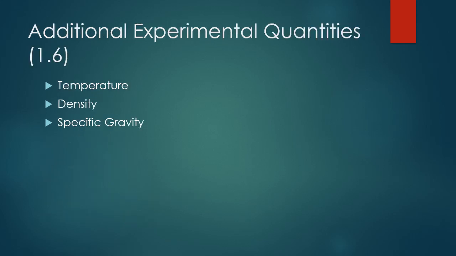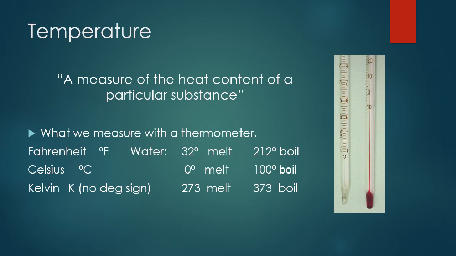So some additional experimental quantities that we're going to see are temperature, density, and specific gravity. All we're going to cover in this PowerPoint is just the temperature part. We'll look at density and specific gravity in the next one for Chapter 1C. So with temperature, it's a measure of the heat content of a substance. When you take the temperature of something, you're seeing how much heat is contained in that substance. So it's basically what we measure with a thermometer.